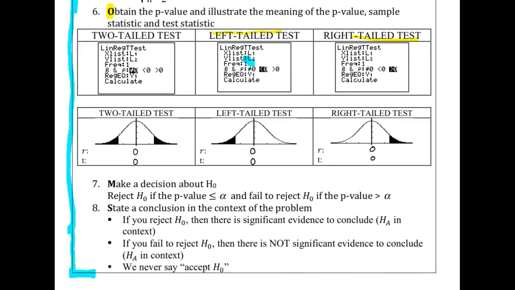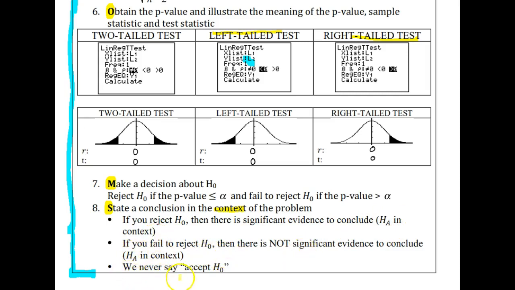And then again, we have the same logic that we've had in all the other sections with hypothesis testing. When we go to make a decision, we're going to compare the p-value to alpha. If the p-value is less than or equal to alpha, we reject, otherwise we will fail to. And then finally, the last thing is to state the conclusion in the context of the problem. So if we reject H0, then there is significant evidence to conclude, and we would write what HA says in context. Or if we fail to, then there's not.